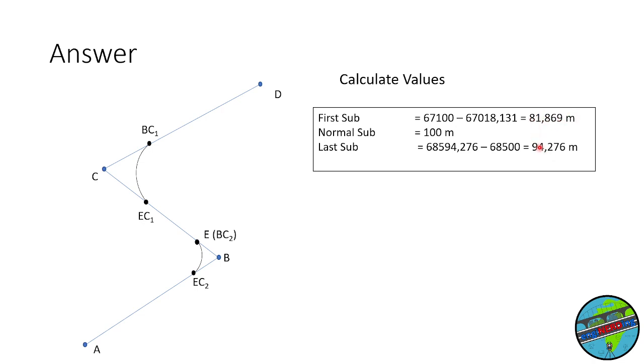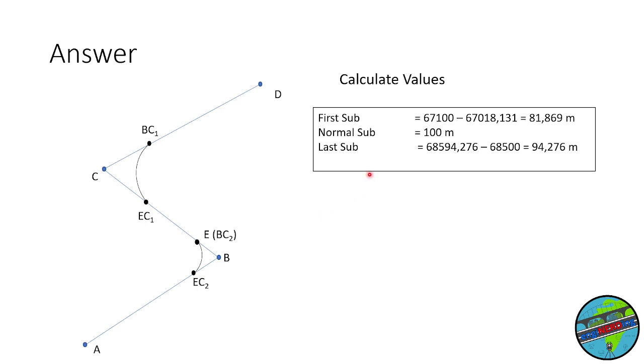So this value will always be less than 100. For the last chainage, we have an interval and then we have EC, which is somewhere in the middle between the last one on the curve and the next one that's not on the curve. So what we have to do is say EC minus that little one to get that little extra piece at the end, which is 94.276 meters. You see both of them are under 100 meters.